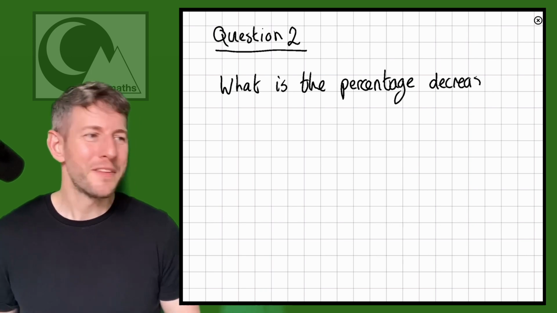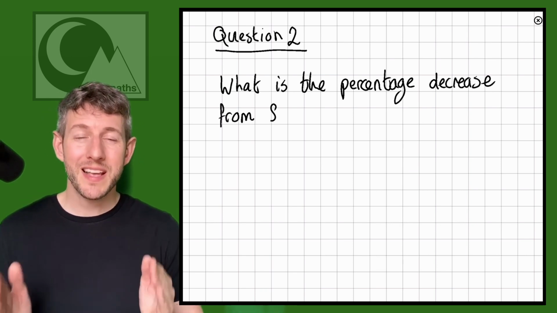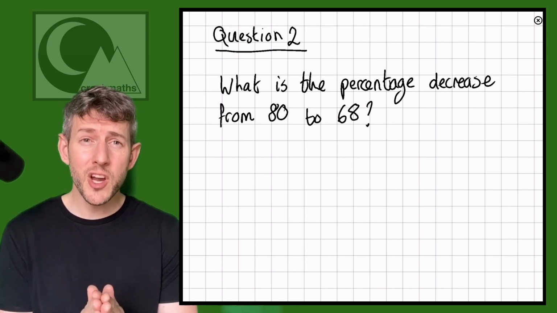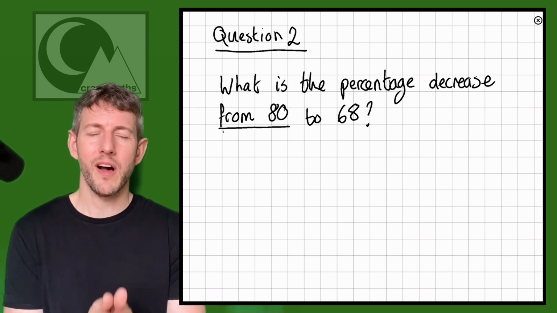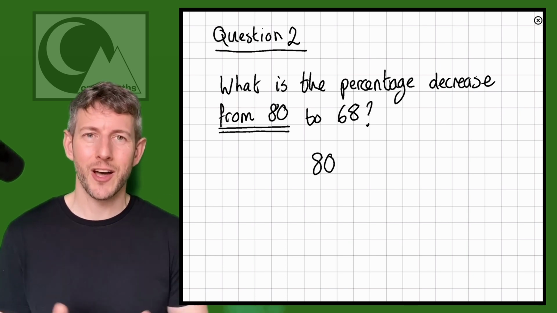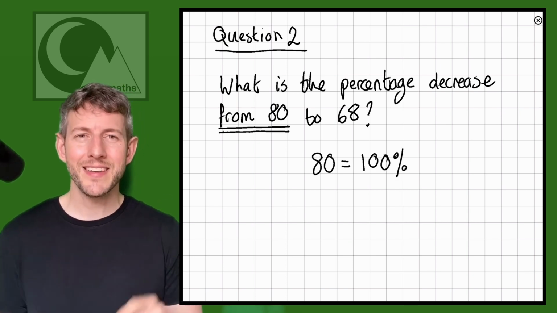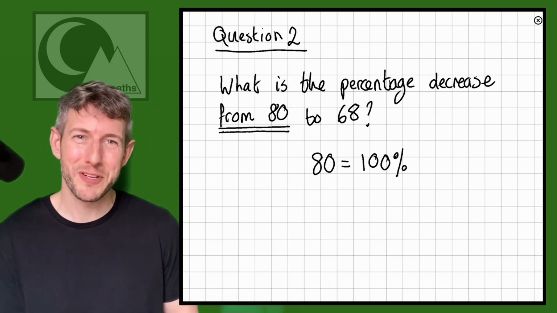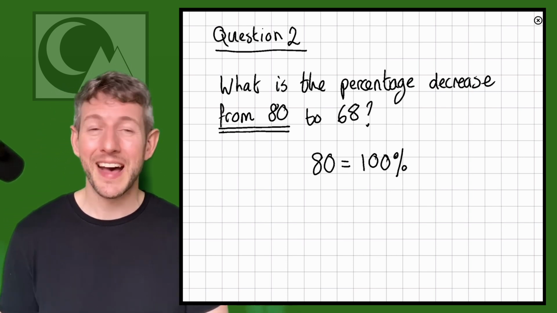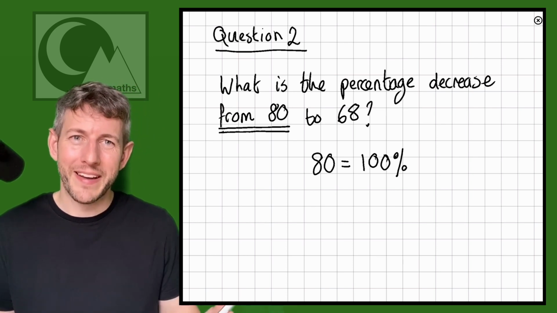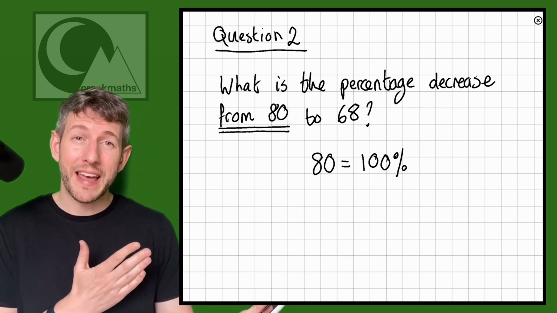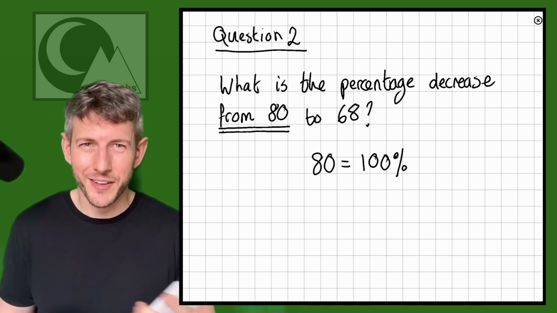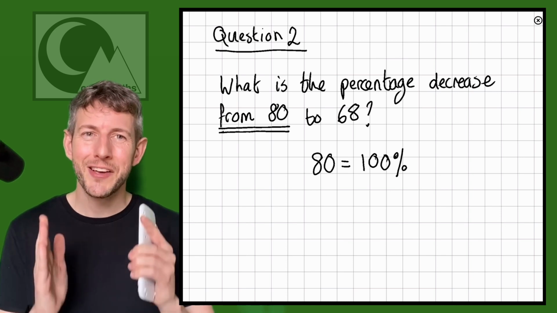So here we go. This question says, what is the percentage decrease from 80 to 68? So where are we starting? We're starting from 80. So 80 is our 100%. So I'm just going to write that down. 80 equals 100%. Now, I'm actually going to use my calculator for this, just because it's a little bit easier. And for most of these questions, you will have a calculator. And the ones that you don't have a calculator for, it's usually with percentage fraction equivalents that you're meant to know. So let's just have a look at this using the direct proportion method.